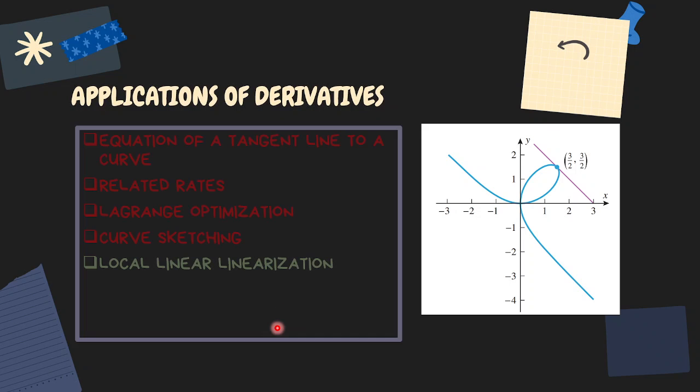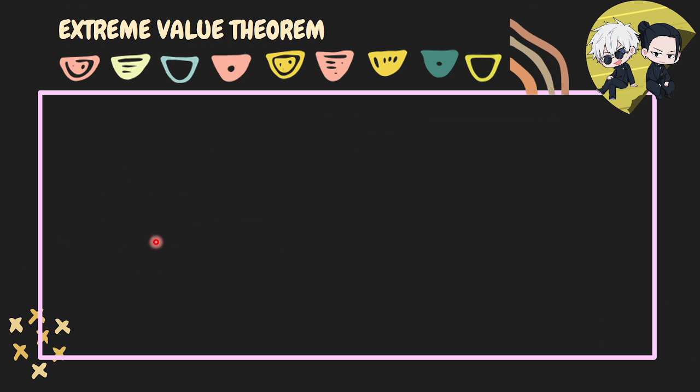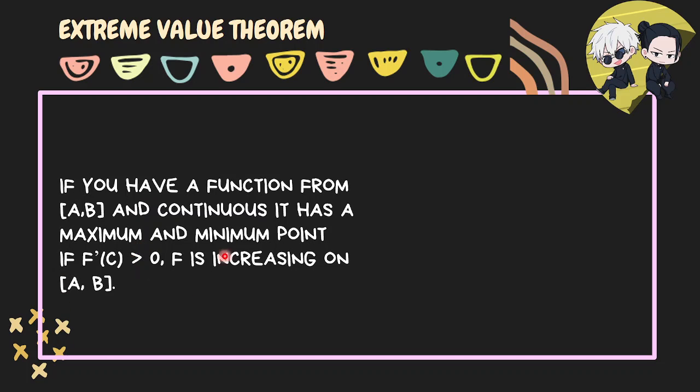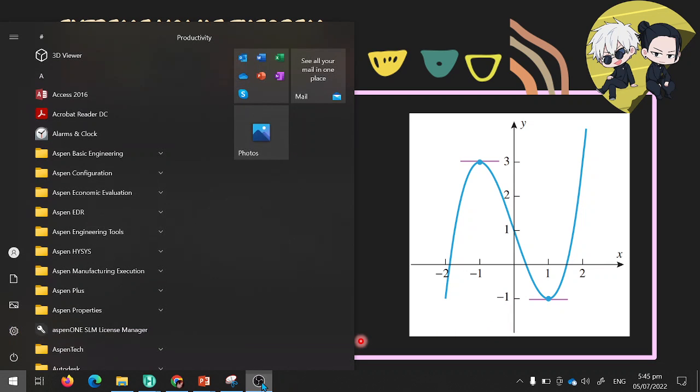So we have already discussed these applications of derivatives in the previous lectures. Today we are going to discuss curve sketching. In curve sketching, we have what we call the extreme value theorem. So what does this theorem tell us? According to its definition, if the function is moving continuously, what does it mean?